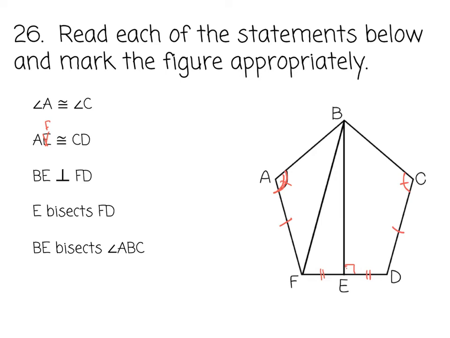So BE, let me show you this, BE right here is bisecting angle ABC. That tells me that because it's bisecting, this angle here and this angle here are going to be congruent. Again, I need to use two tick marks as I already have angles A and C with one tick mark.